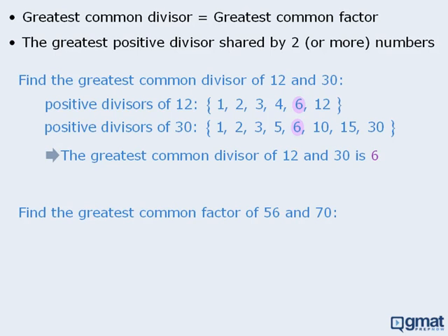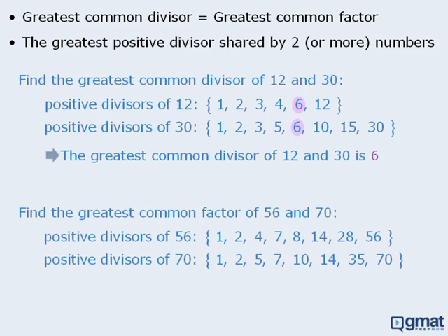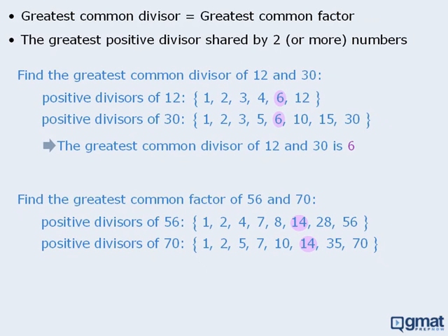Let's try one more example. To find the greatest common factor of 56 and 70, we'll list the divisors of 56 and the divisors of 70. As you can see, the divisors that they have in common are 1, 2, 7, and 14. So the greatest common factor of 56 and 70 is 14.